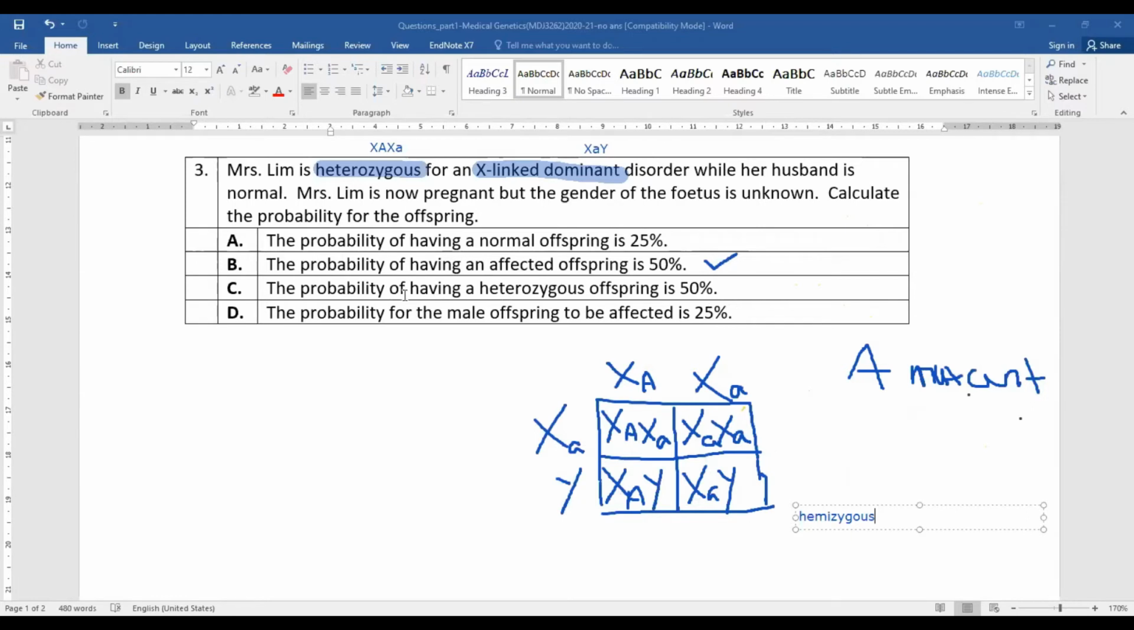Okay, now the probability for the male offspring to be affected is 25%. Male offspring, remember now here it says male offspring. So you look at the male offspring only here. So you look at the male offspring, this one is affected, this is normal. So what is the probability for a male offspring to be affected? How many percent? 50%. So this one is wrong. So the answer is B.